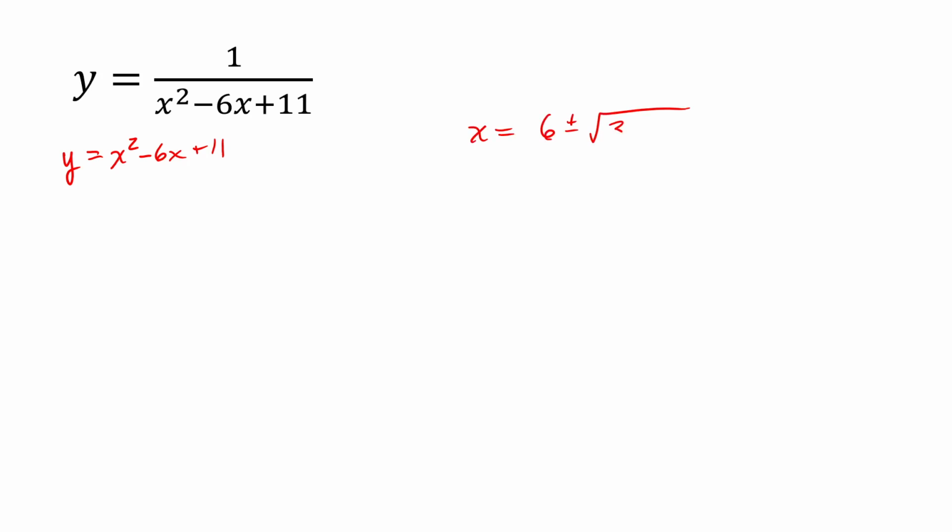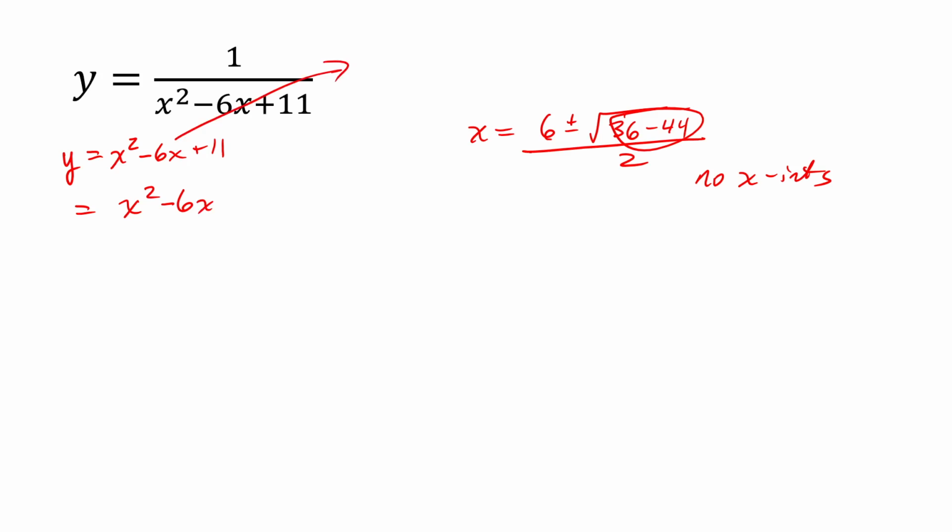We get 6 plus or minus the square root of 36 minus 44 all over 2. We recognize that we have a negative quantity underneath the square root. There are no x-intercepts. So instead what we'll do is we will convert this to vertex form. We can complete the square if we want.